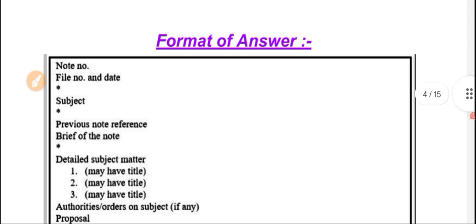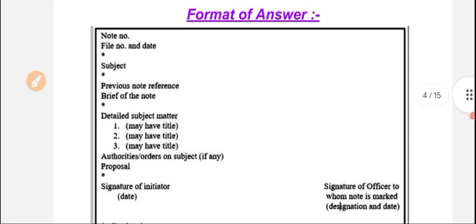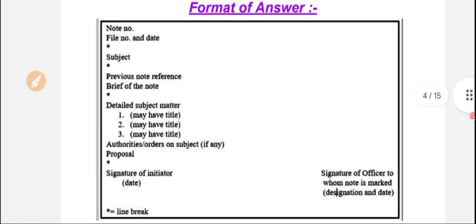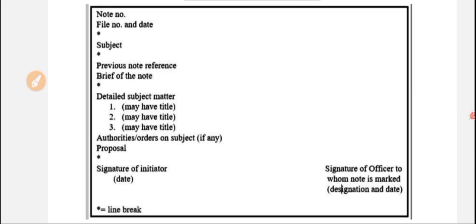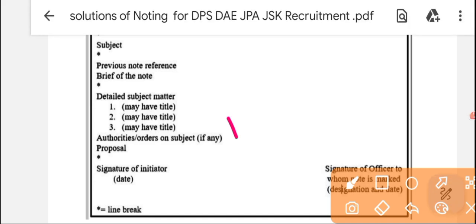Now the answer. Firstly, the format of the answer. How will the format of the answer be? First, take a screenshot of the questions, or you can get a PDF of this format in my application. This will be the format of noting. Yes, this is the format of noting.